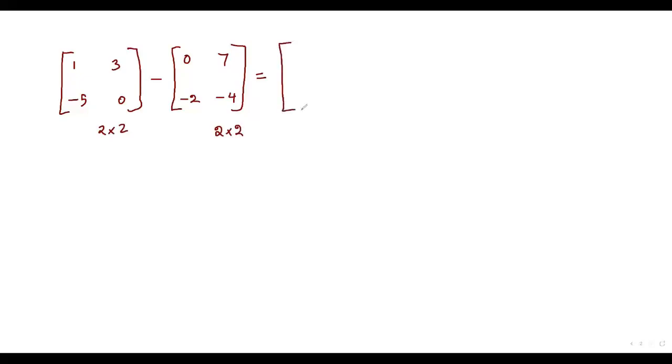The same thing we have done in the previous example, that is we have to subtract the corresponding elements. So 1 negative 0, then 3 negative 7, then we have negative 5 negative of negative 2, then 0 negative of negative 4. So I have subtracted the corresponding elements.